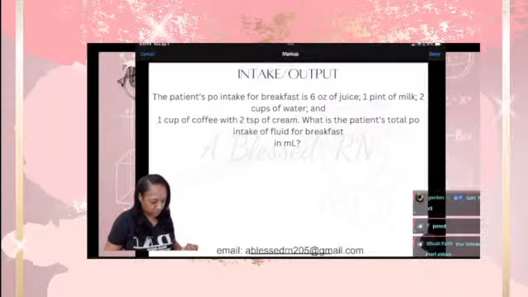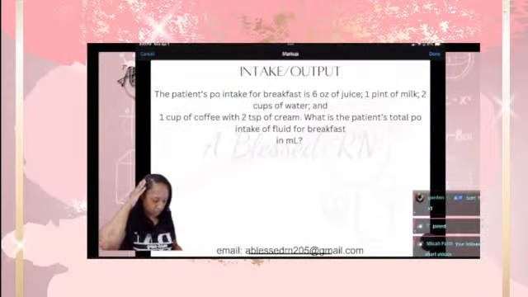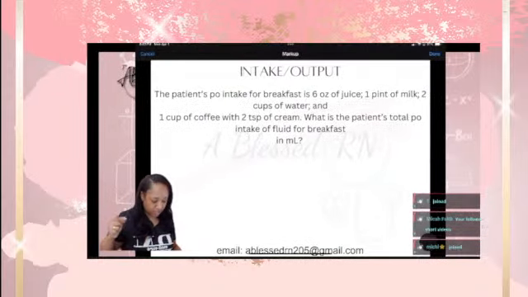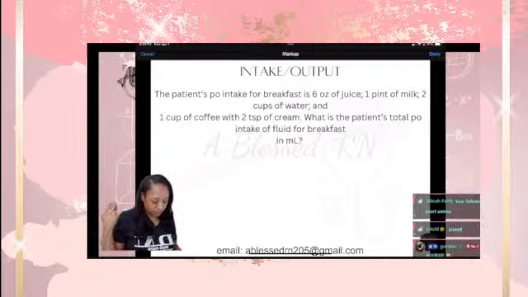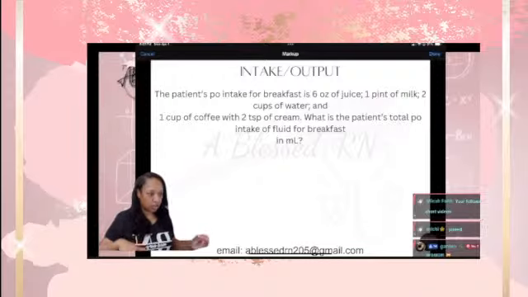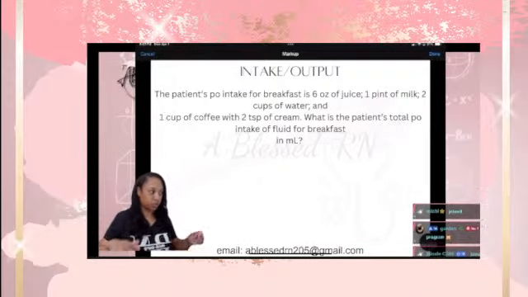Alrighty, so this one is the intake and the output, okay? So the patient's PO intake for breakfast is 6 ounces of juice, 1 pint of milk, 2 cups of water, and 1 cup of coffee with 2 teaspoons of cream. What is the patient's total by mouth intake of fluid for breakfast in milliliters? Okay, so this is requiring us to basically convert all of these measurements into milliliters.